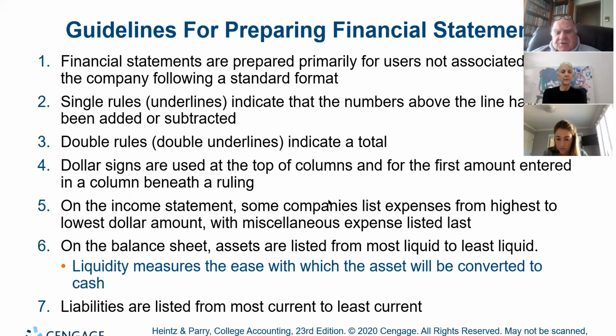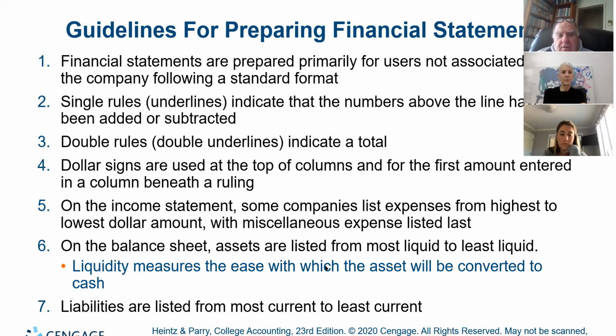On the income statement, some companies list expenses from highest to lowest with miscellaneous listed last. Again, I never saw that done, to be honest with you. Any place where I've ever worked or any textbook I've ever seen, or talking to other people, your expenses are listed in the same order as in your chart of accounts, okay? Doing them from high to low would not be a good idea. One reason is what was high this month might not have been high next month. And if that's the case, you can't really compare the two income statements against each other easily.